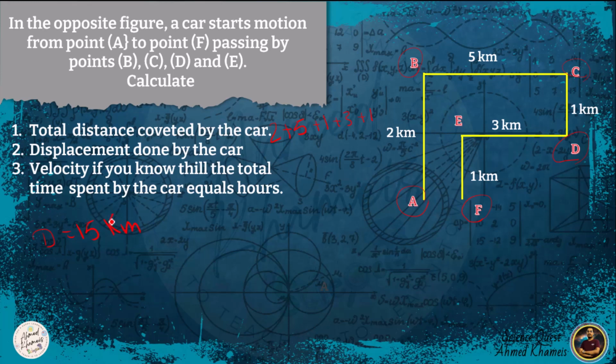kilometers. The displacement done by the car equals the length of the shortest line from starting point to end point. So from A to F will equal 5 minus 3 kilometers, equal 2 kilometers in the east direction.